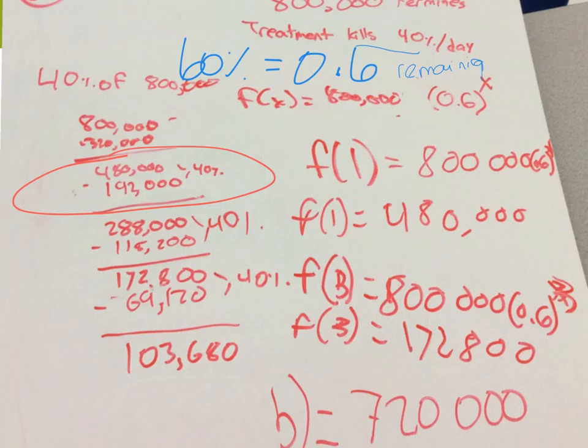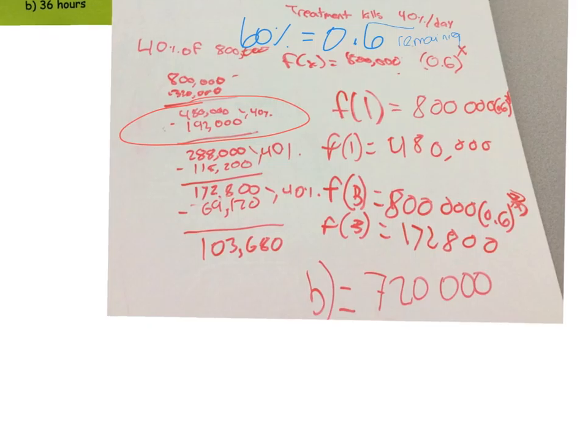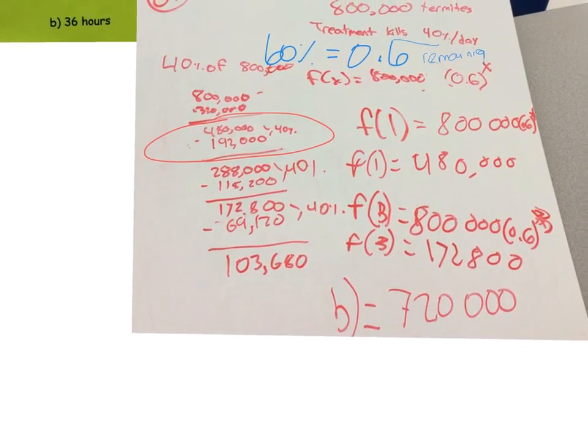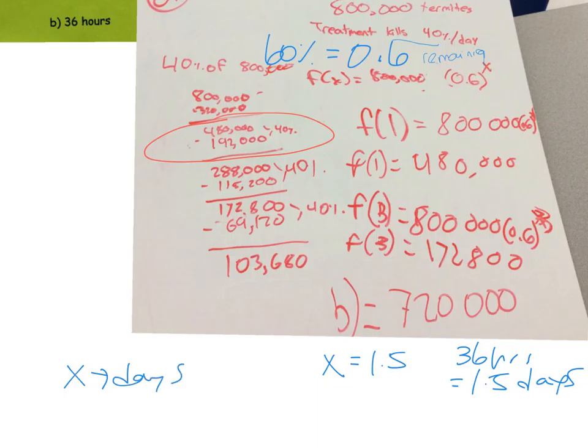However, they had to expand on their idea in order to answer B, because B was asking about 36 hours. Now, it's not shown here, but they decided that x would be 1.5, and that's because 36 hours is actually the same as 1.5 days, and the x value had been defined as x is talking about days.